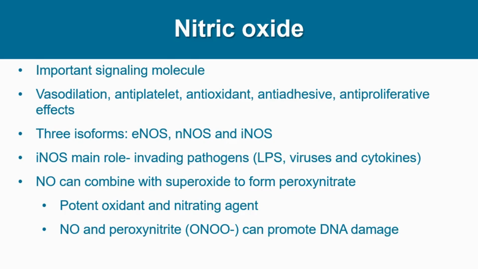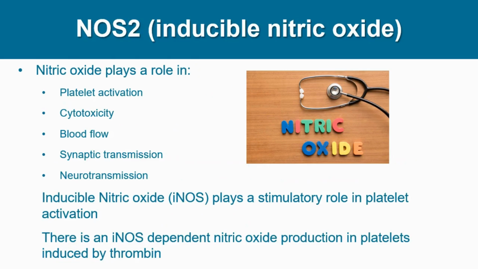It can combine with superoxide, though, to form peroxynitrite, and this is a potent oxidant and nitrating agent, and this alone can cause a load of oxidative stress and promote DNA damage as well. So it's important to know if you have a polymorphism and an upregulation, because this can be another contributing factor to the problem.